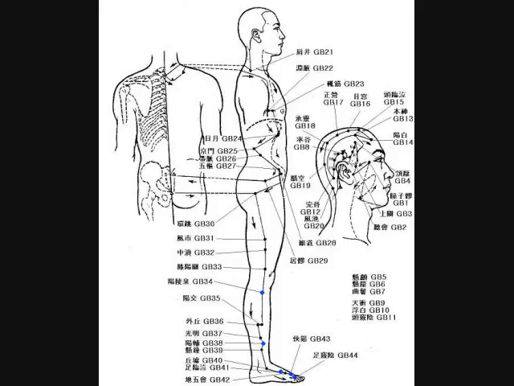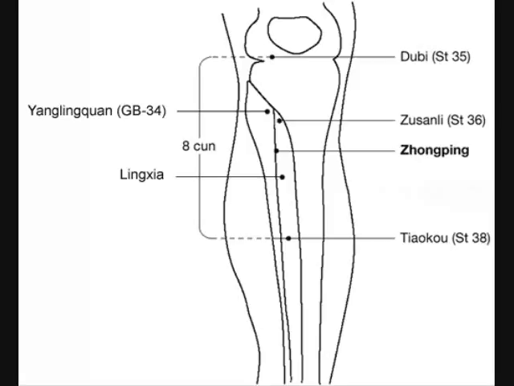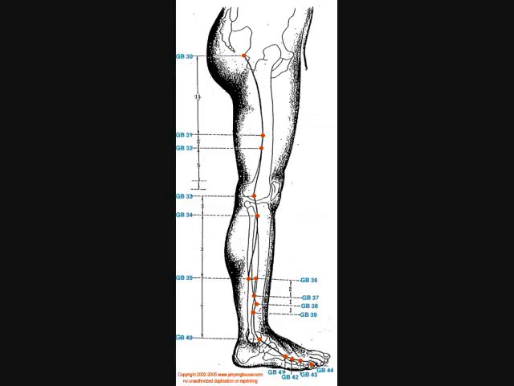GB33, 3 tsun above GB34. Lateral to the knee joint, between the tendon of M. biceps femoris and femur. GB34, in the depression anterior and inferior to the head of the fibula.